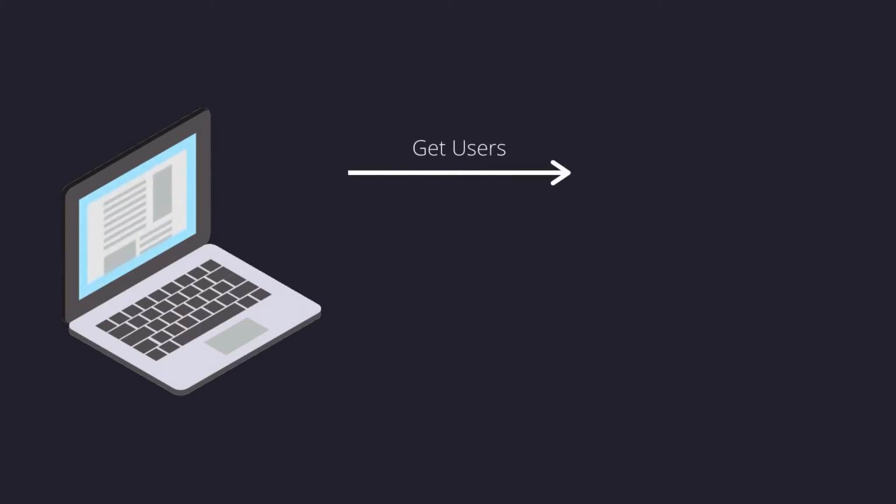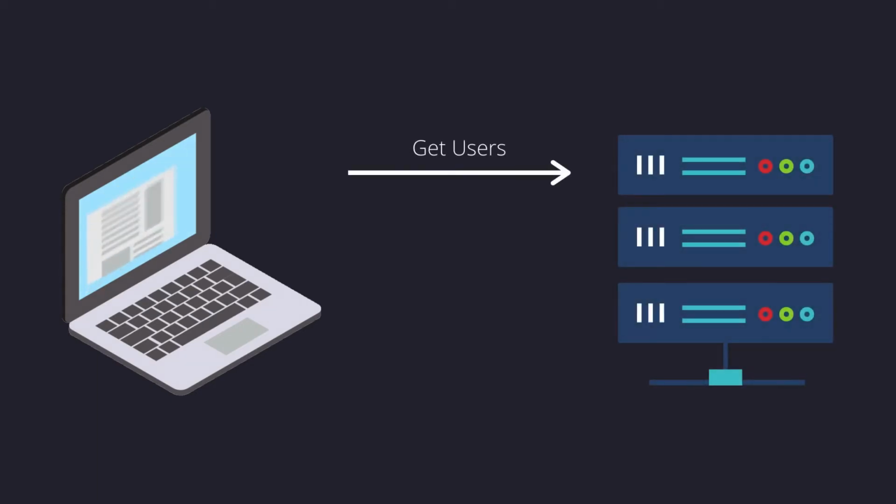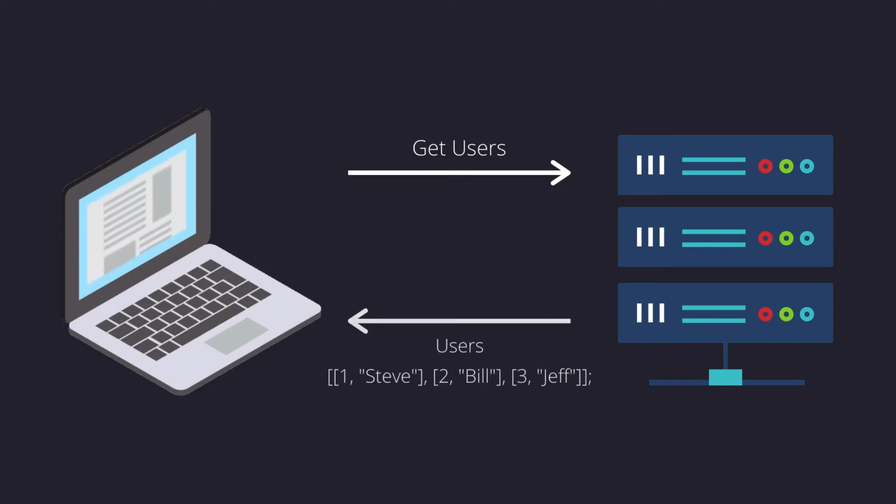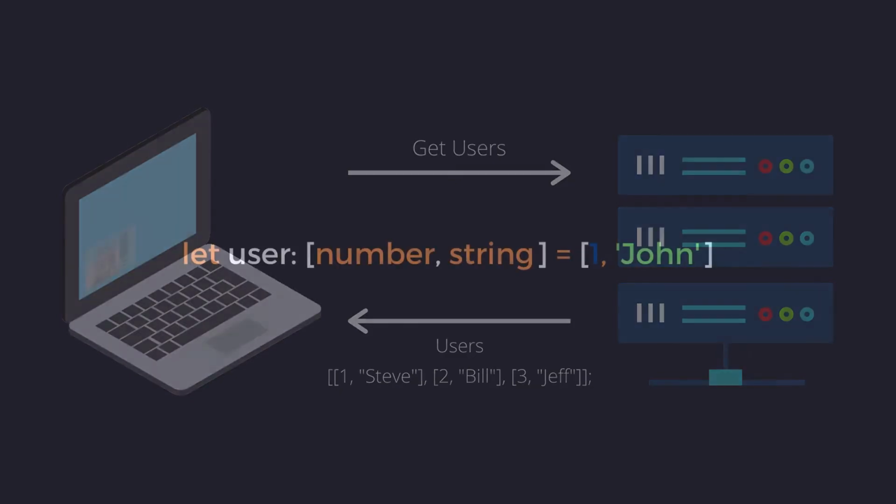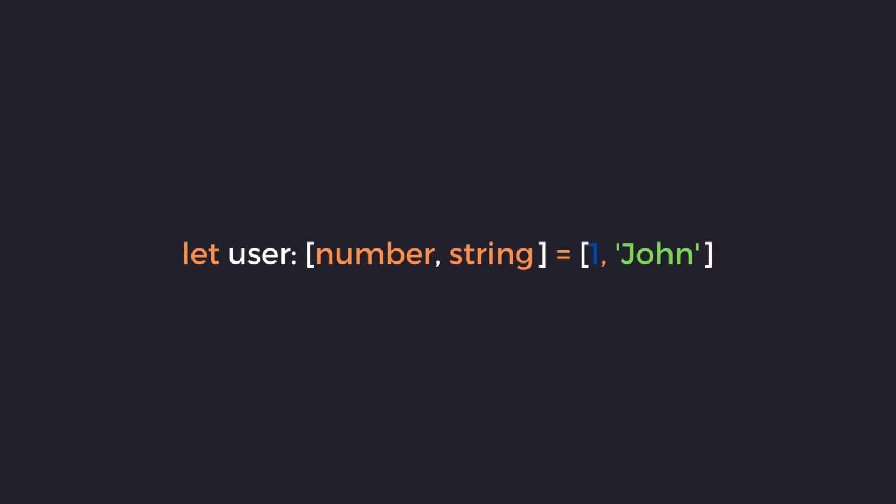Tuples. Now tuples are very similar to arrays, but they have different types. Let's imagine that you're making a request to a server, and the server will respond with some data in the format of an array with two elements, where the first element would be the ID of type number, and that will be separated with a comma from the second element, for example the name, which is type string. So let's create a tuple.